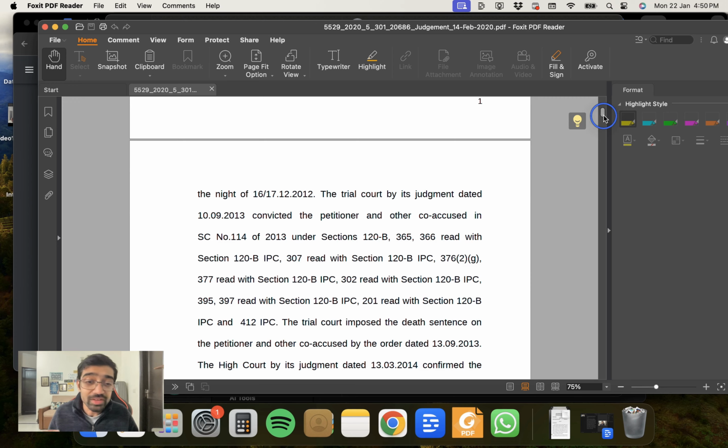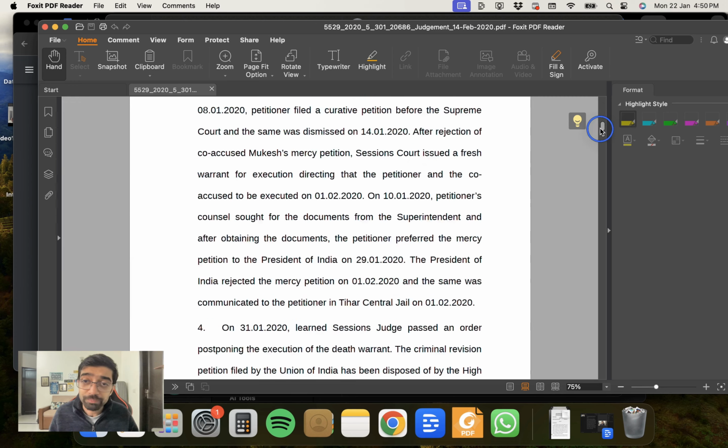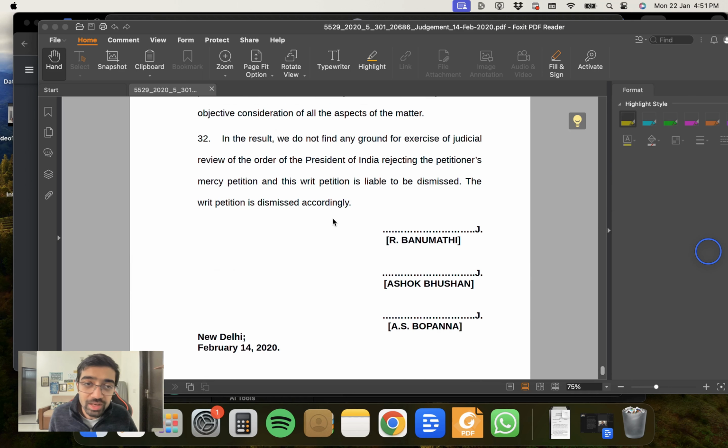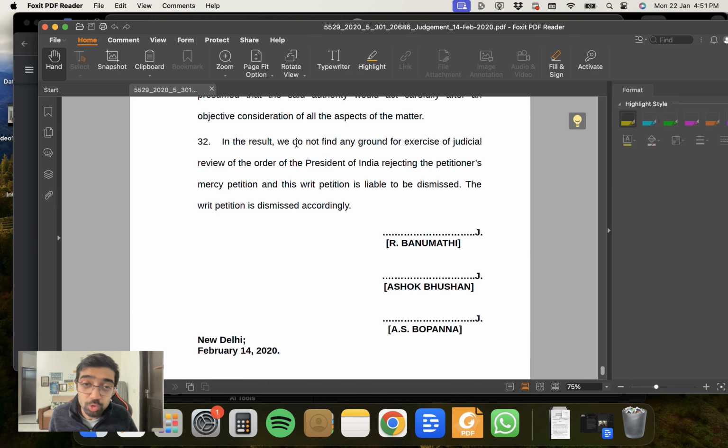Right now, most people read the case cover to cover, which is a big problem. So how you go about this is you go to the bottom and you see how the petition was answered. So it's written in the result, we do not find any ground for an exercise of judicial review of the order of the President of India rejecting the petitioner's mercy petition, and this writ petition is liable to be dismissed. So you're very clear now that the Supreme Court rejected the writ petition against the President's decision. Now you got the answer really fast.